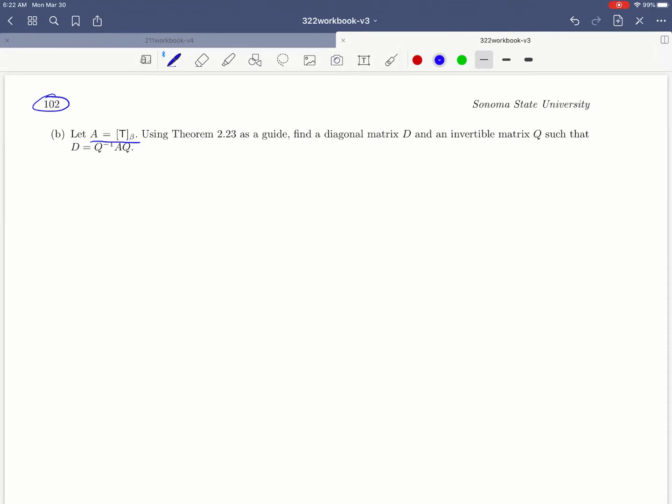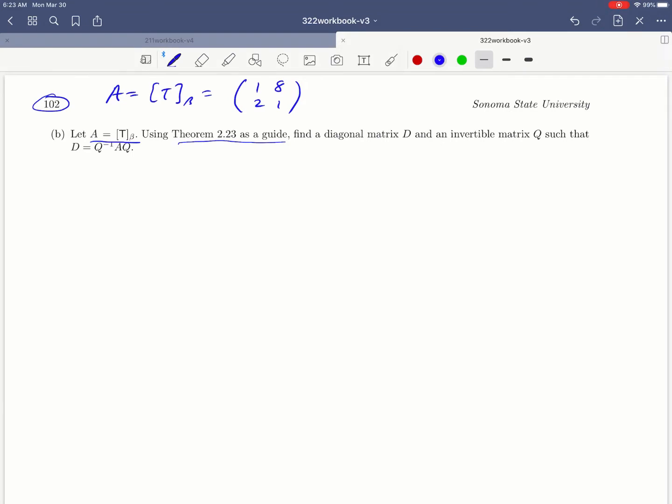So we started with a linear transformation and discovered that its matrix relative to the standard basis looked like this: 1, 8, 2, 1. All right, so we've got that in front of us. And here's what they're asking us to do. Okay, they'd like us to use theorem 2.23 as a guide. We'll write that down in a minute.